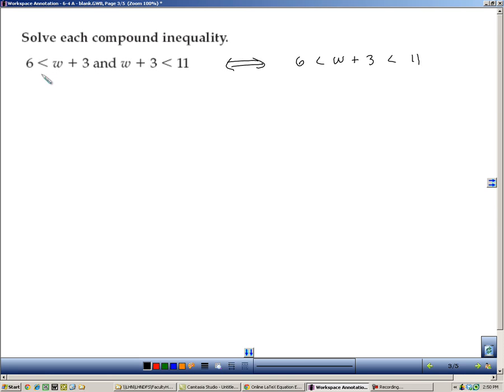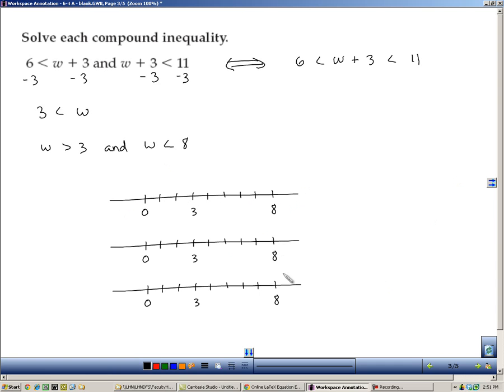So over here I'm going to solve these first. I'm going to subtract the 3. So we end up with 3 is less than w. Remember, we want the w on the left, so we switch the sign. Subtract 3, so w is less than 8, and then we have the word and. Now we have an and inequality that we can solve by using 3 graphs.